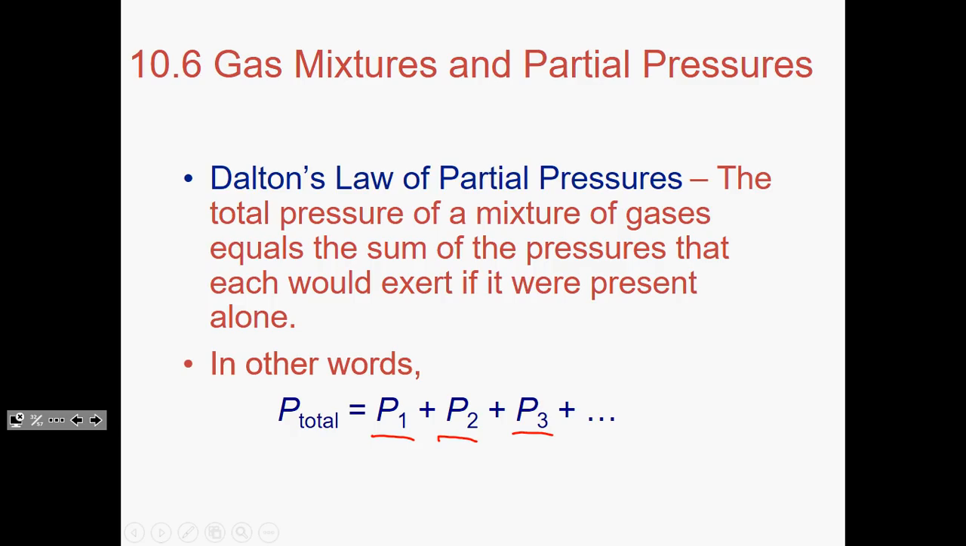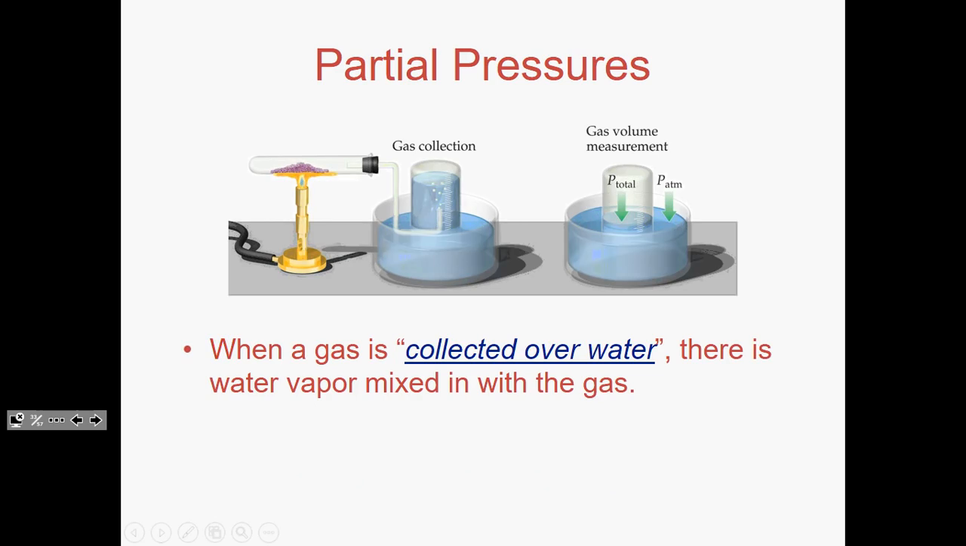Now, one specific application of Dalton's law is called the Dalton's law correction. Anytime you see the phrase "collected over water" in a problem, and this is typically how we collect gases, we use water displacement. So we fill a test tube or a beaker with water, and then by bubbling the gas into it and displacing the water, we end up collecting the gas. And you need to understand the consequences of this type of collection.